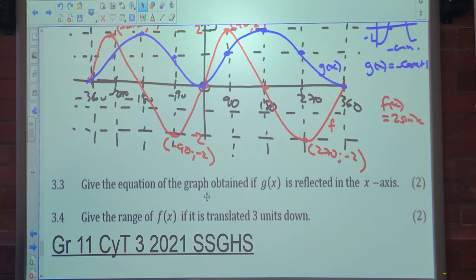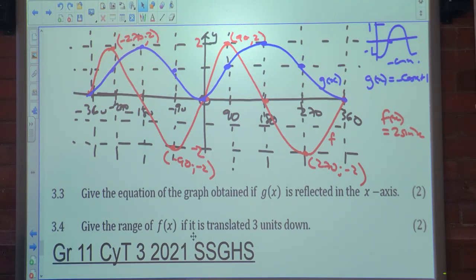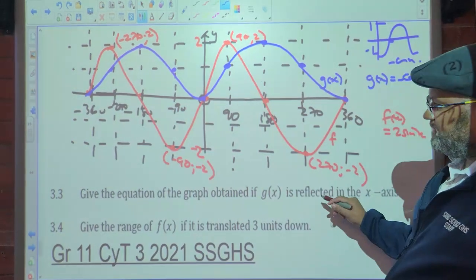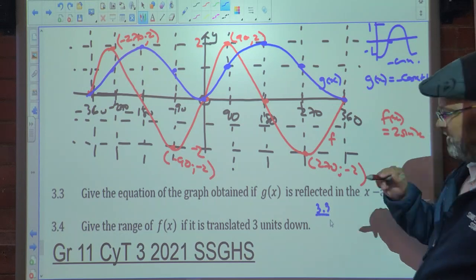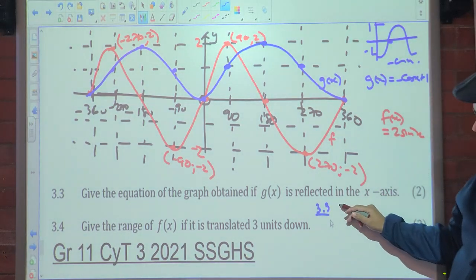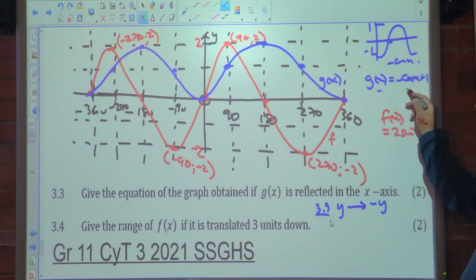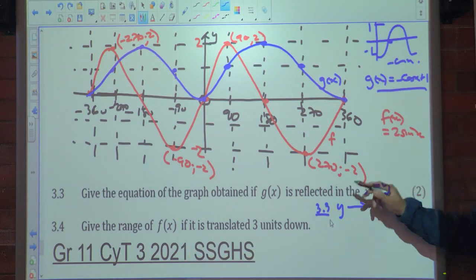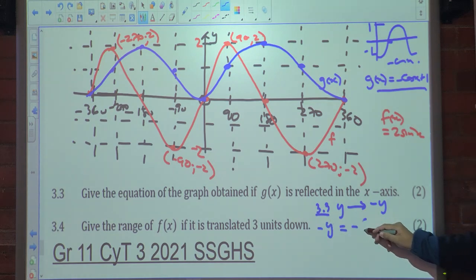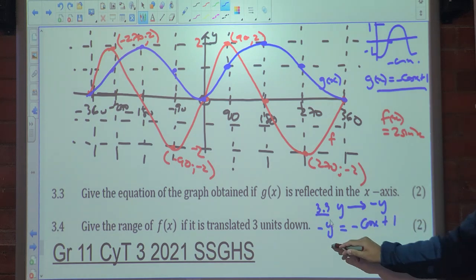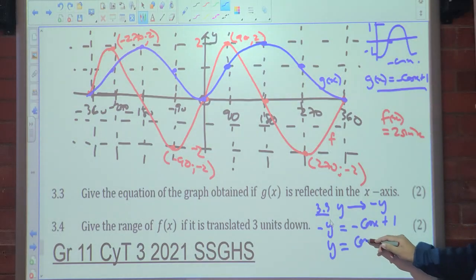Now 3.3. Give the equation of the graph obtained if g of x is reflected in the x-axis. People, what is the rule if it's reflected in the x-axis? y becomes negative. So g of x is the y. So negative y is equal to negative cos x plus 1, divided by negative. So y is equal to cos x minus 1.